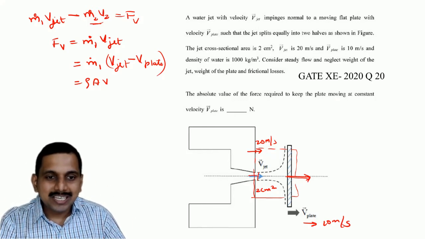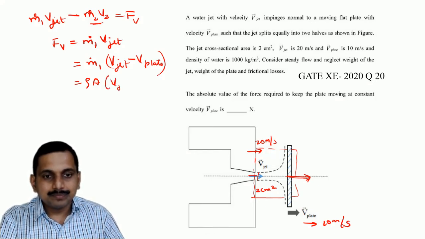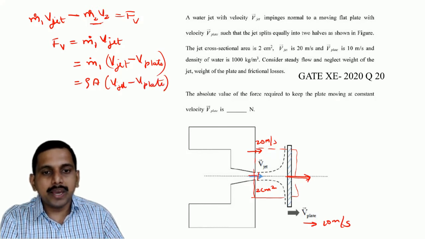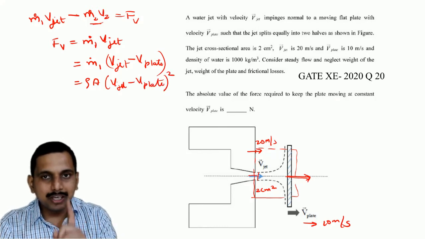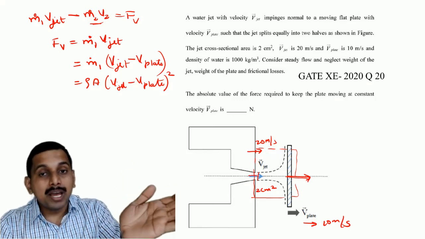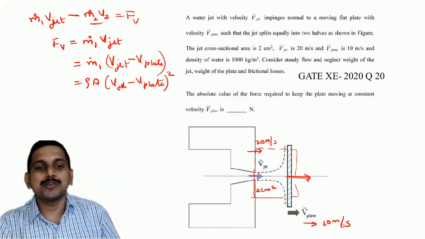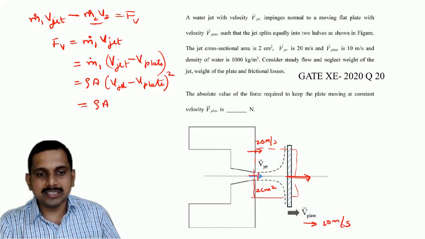So this will become equal to v jet minus v plate squared. Here you have to keep in mind relative velocity, because the plate is moving, so the mass flow rate which is hitting it also reduces. That is the reason we are taking it this way. So this is equal to rho A into v jet minus v plate.